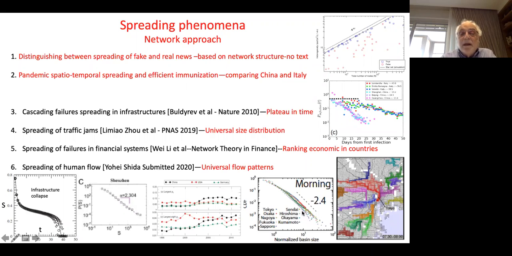And we measured it in many cities in China, and we see that in the morning rush hour, this is what you see: clusters of flow, and the universality is in the distribution of the basin size. These are basins of places that people go to. You see here is Tokyo, and you can see universality. Hopefully in a few weeks, this will be published.